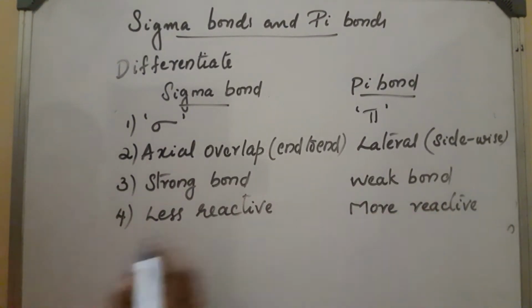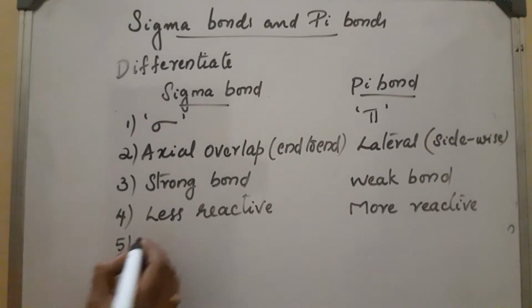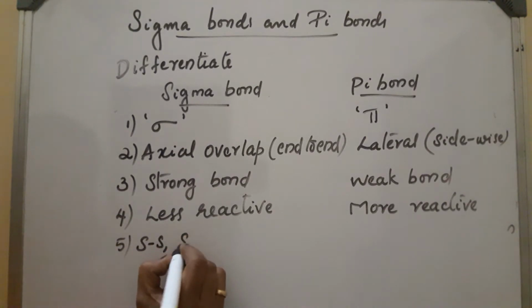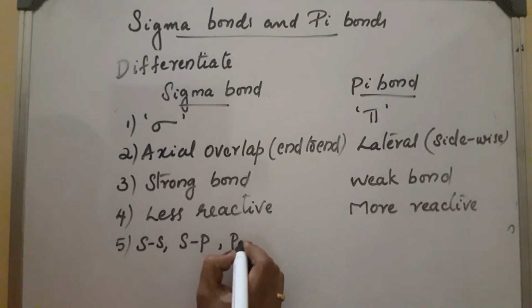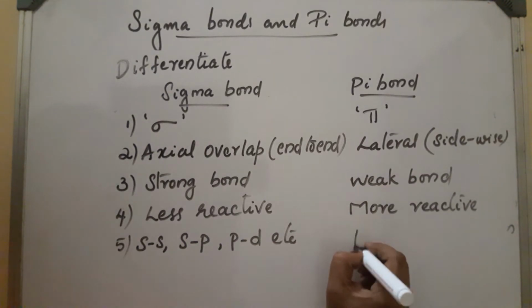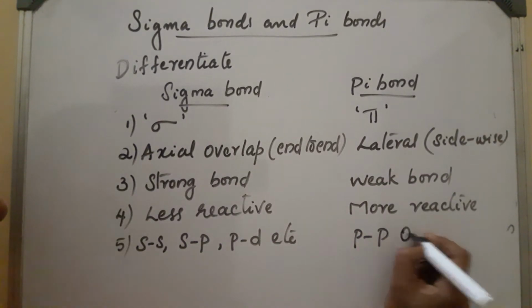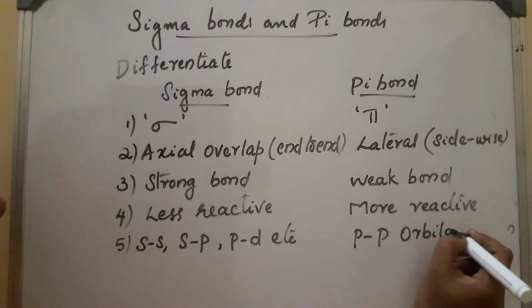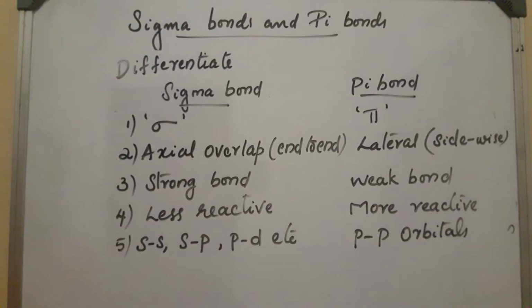Okay. Now, the fifth point is, in the case of sigma bond, SS, SP, PD, etc. overlapping takes place. But in the case of pi bond, PP, same kind of orbitals overlap. PP overlapping takes place. Okay. Next, sixth point.